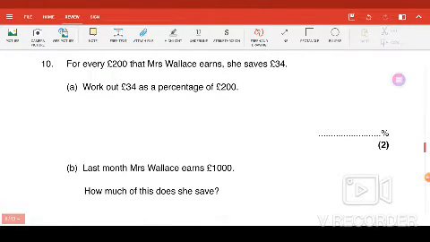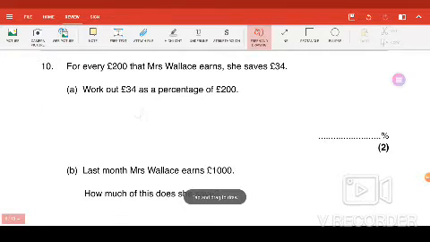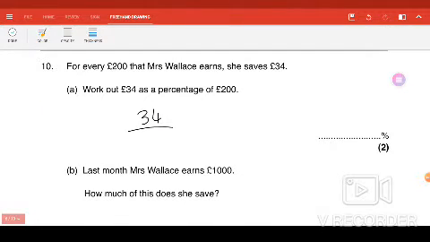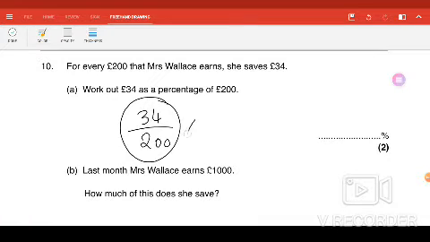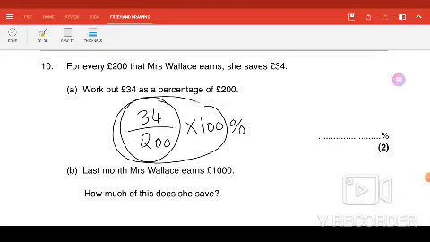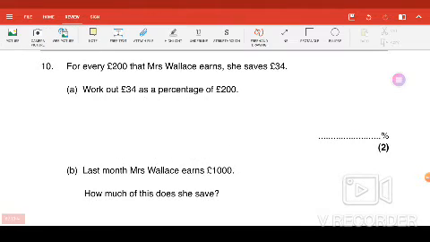For every 200 that Mrs. Wallace earns, she saves 34. Work out 34 as a percentage of 200. 34 is a part of 200. This will give you a decimal answer, but he needs it as a percentage. So you can work this out and put the answer down. It will be 34 over 2, which is 17%.